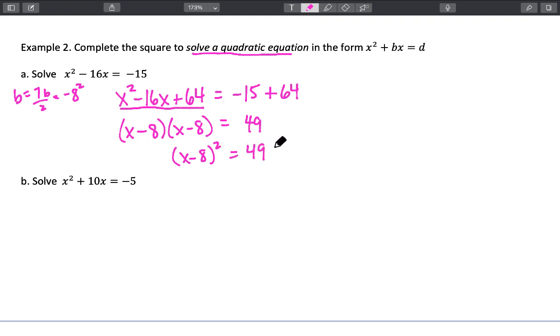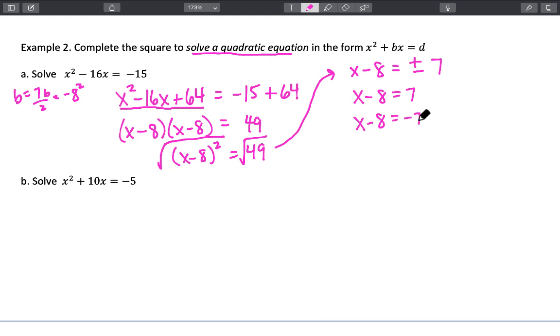All right, now you might start to see how this looks familiar to the things that we did yesterday. I have an expression squared is equal to 49, and now I'm going to undo them. I'm going to solve for x by taking the square root of both sides. And when I do that, I get x minus 8 equals positive and negative 7, which is the square root of 49. All right, now I'm going to have x minus 8 equals 7, x minus 8 equals negative 7. So adding 8 to both of those, my two solutions are 15 and positive 1.